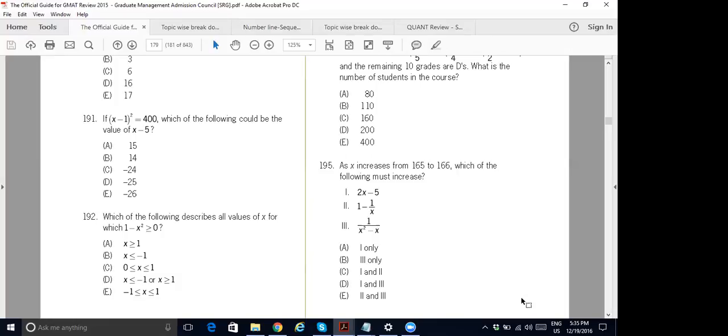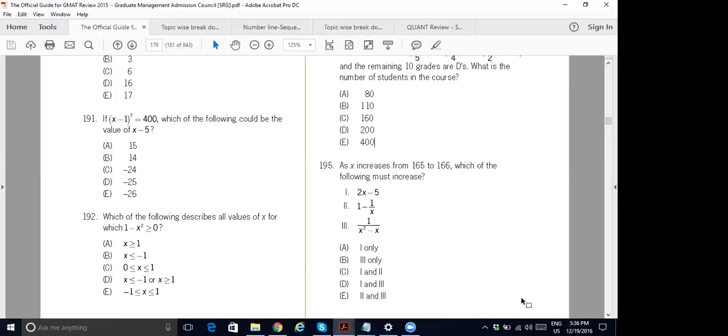So the second one should increase, right? Because the value of x is actually, no, the second one should decrease. 1 minus, let me just think about this. If the value of x is going up, the fraction is getting smaller. 1 minus a smaller fraction will give you, so 1 minus 1 by x will decrease, right? No, it will increase. Okay.